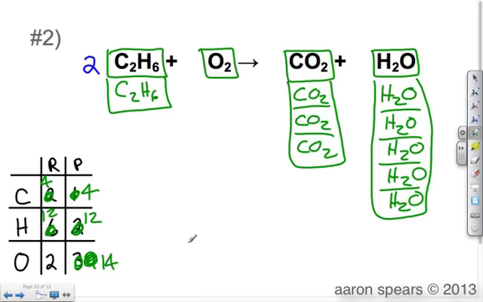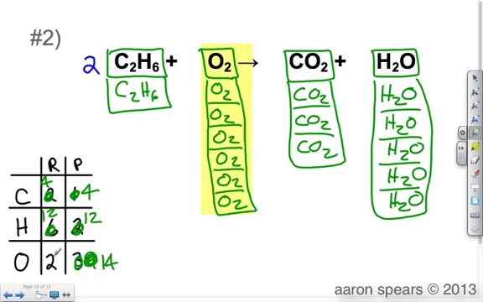Now having saved oxygen for last, for obvious reasons, I need to get 12 more oxygens on the reactant side so they're balanced with the product side. If I add 6 more boxes of O2 molecule, I now have a total of 14 oxygen atoms on the reactant side. Looking at my inventory list, each type of atom is balanced from the reactant to the product side. Now I want to simply count up my boxes to get my coefficients. I already have 2 for the ethane molecules. I have 7 boxes of O2, 4 boxes of CO2, and 6 boxes of H2O.